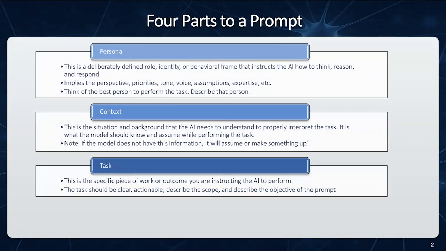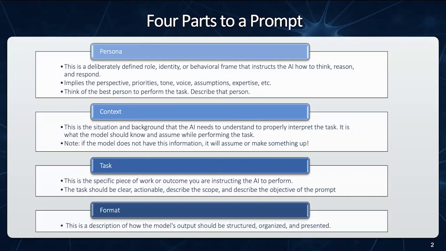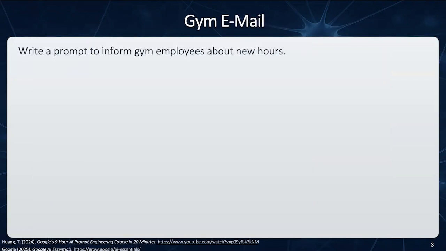Next is the task. This is the specific piece of work or outcome you're interested in the AI performing. The task should be clear, actionable, describe the scope, and describe the objective of the prompt. And the last bit is the format. This is a description of how the model's output should be structured, organized, and presented. Let's take a look at a few examples.